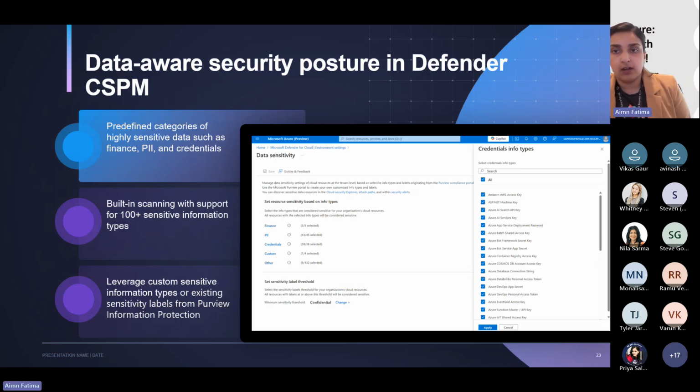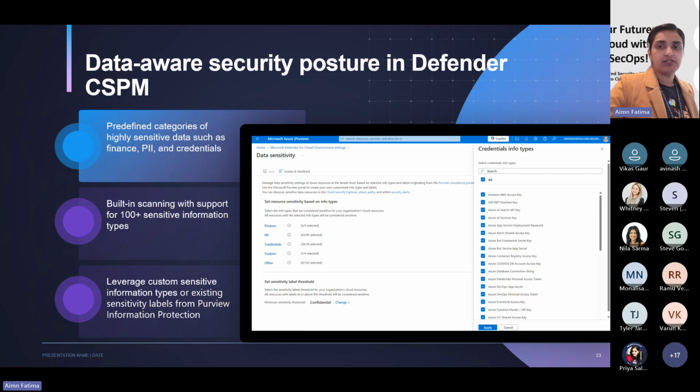Defender CSPM also offers a data-aware security posture. Now, what does this mean? This means that it actually protects any sensitive data across your different cloud environments. Now, as we've seen, a lot of the features in Defender CSPM can span across multi-cloud. They're not just limited to Azure. To do this, Defender for Cloud can automatically and continuously scan the entire data estate, including both managed and shadow resources that may not be actively tracked.